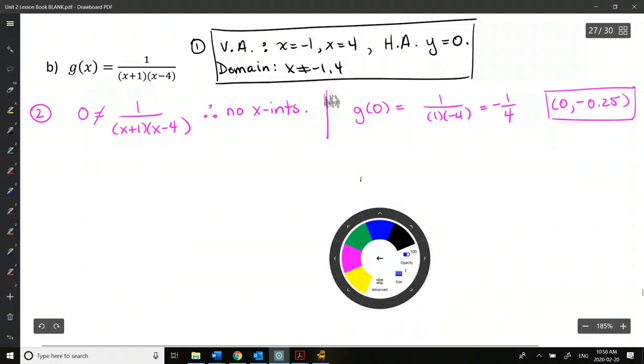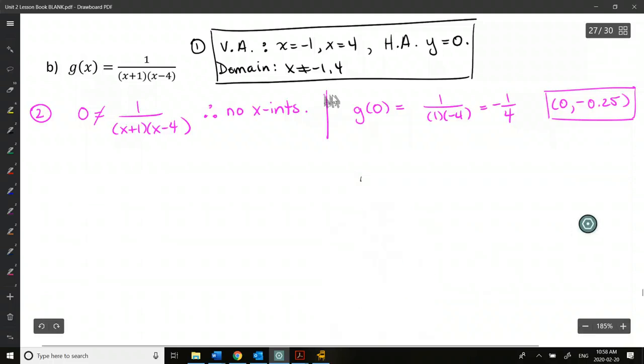Okay, next step after this, we're going to analyze the first and second derivatives. So that's steps 3 and 4: identify critical points, identify points of inflection. So let's start with the first derivative.